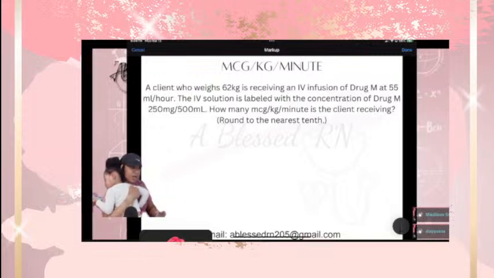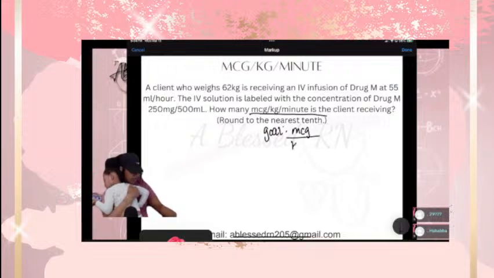Okie dokie. All right. So a client weighs 62 kilograms. They're receiving an IV infusion of drug M at 55 milliliters per hour. The IV solution is labeled with the concentration of drug M, 250 milligrams per 500 milliliter. How many micrograms per kilogram per minute is the client receiving? And we got to round this to the nearest tenth. So this is what we're finding, okay? That's our goal.